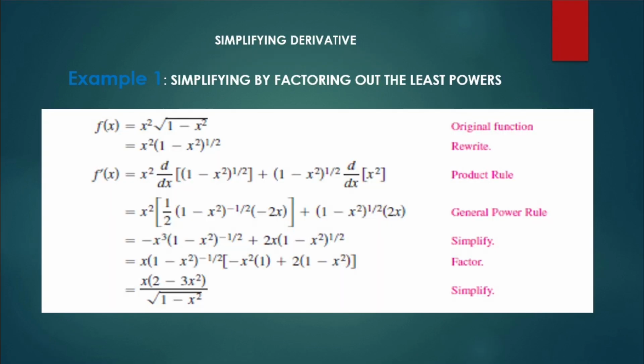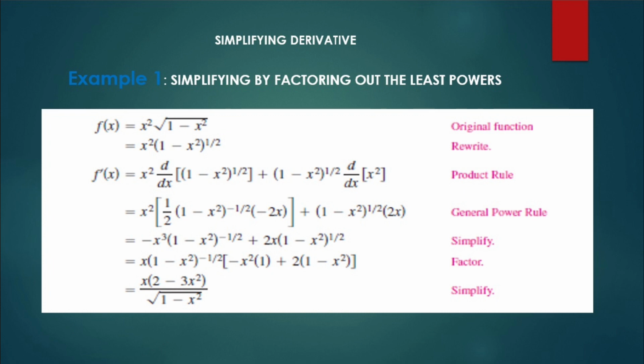For simplifying derivatives, we have here example number 1, simplifying by factoring out the least powers. So we have here an original function, which is f of x is equal to x squared times the square root of 1 minus x squared.